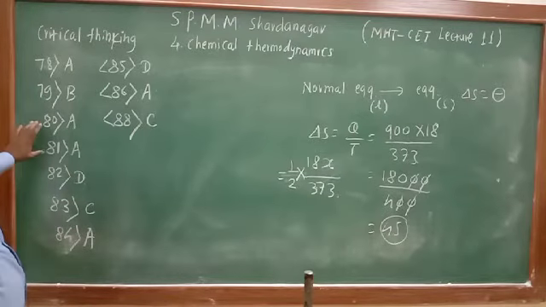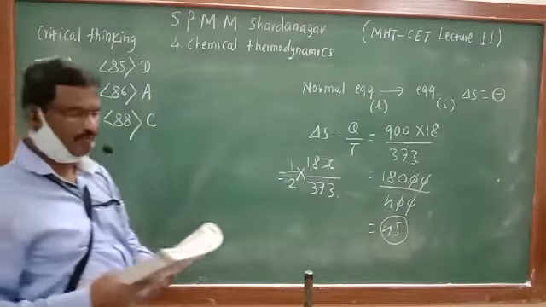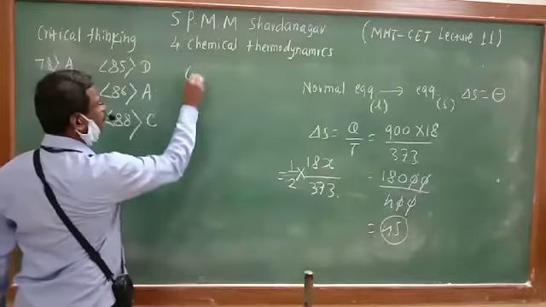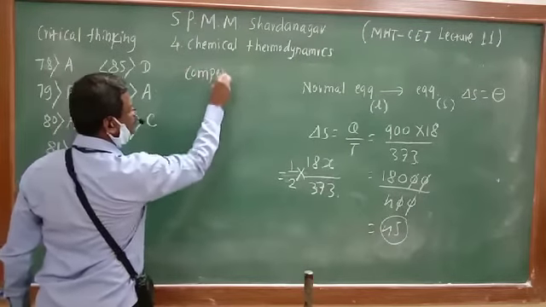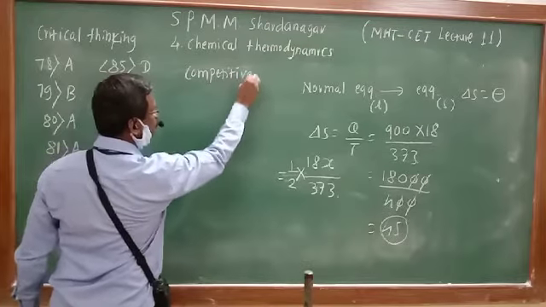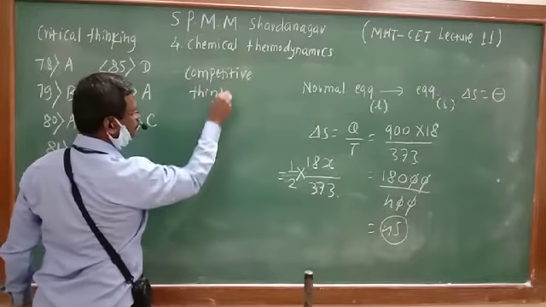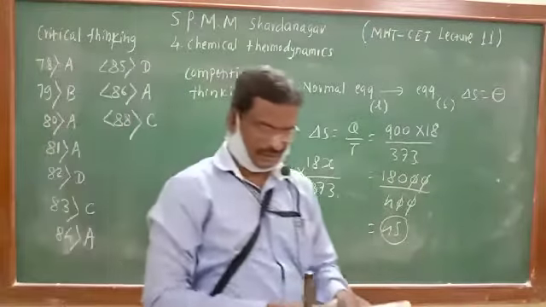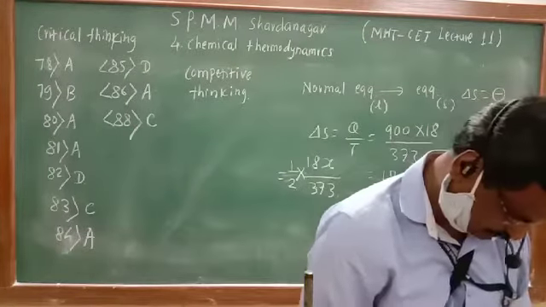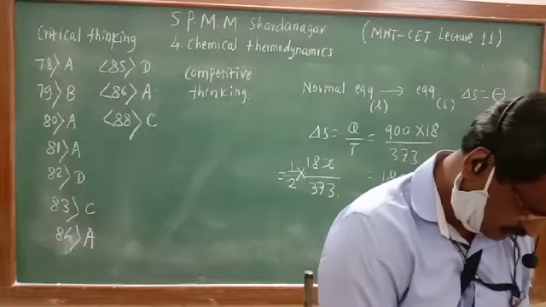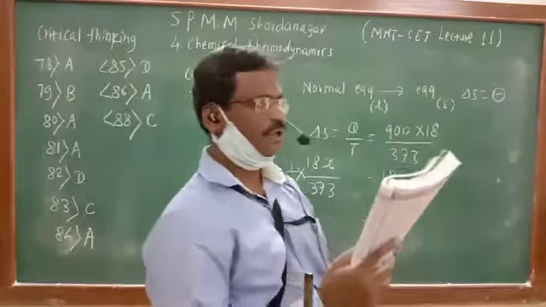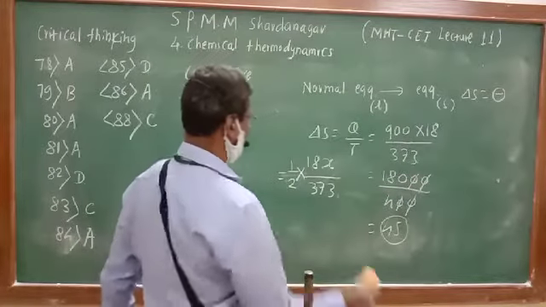Here we have seen 2, 6, then 7, 8, 9, 10 questions from critical thinking. Now see some questions from competitive thinking, that is questions from exam. From competitive thinking, see question number 72.